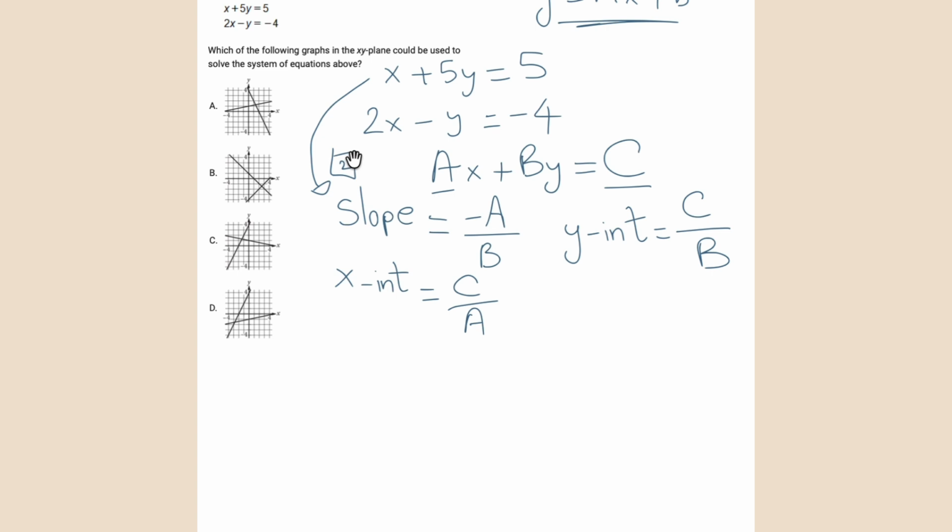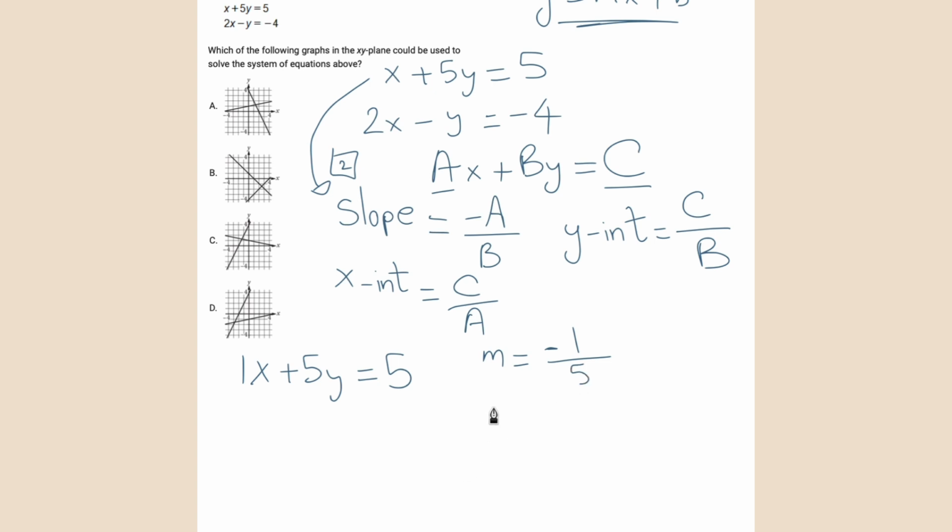Okay, so let's take the first equation. x plus 5y equals 5, correct? The slope is negative a, where a here is 1, okay? The slope will be m equals -1 divided by b, which is 5.